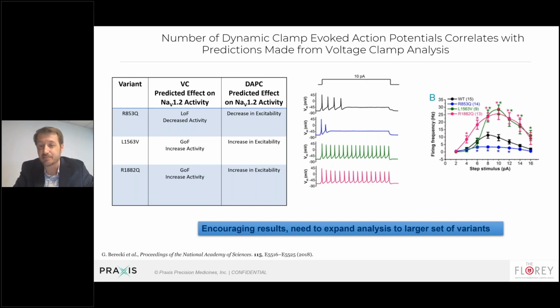There's an obvious need to expand. We need a larger data set. And this is something that Brunklaus and the Petrou lab have been working on. He has a really nice story that should be coming out soon in the literature, where he's looking at many different variants. And I'll let that work speak for itself when it comes out.